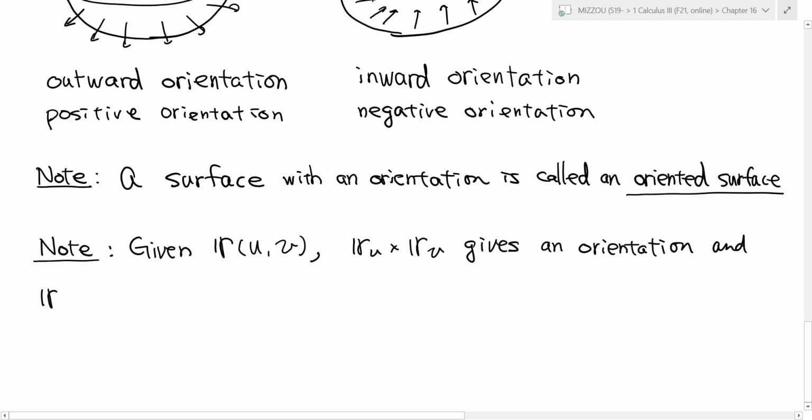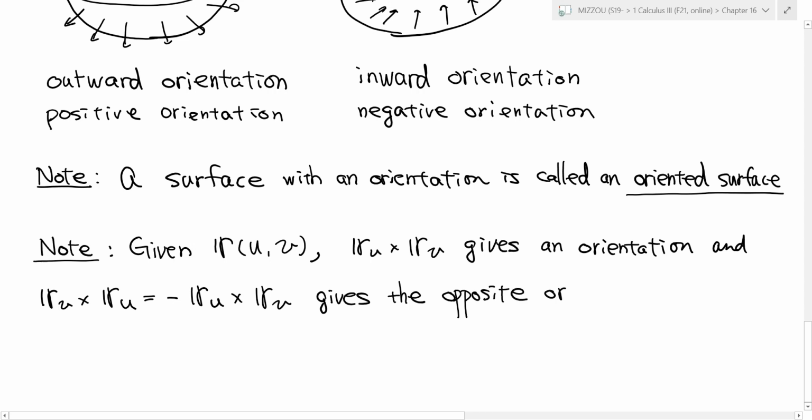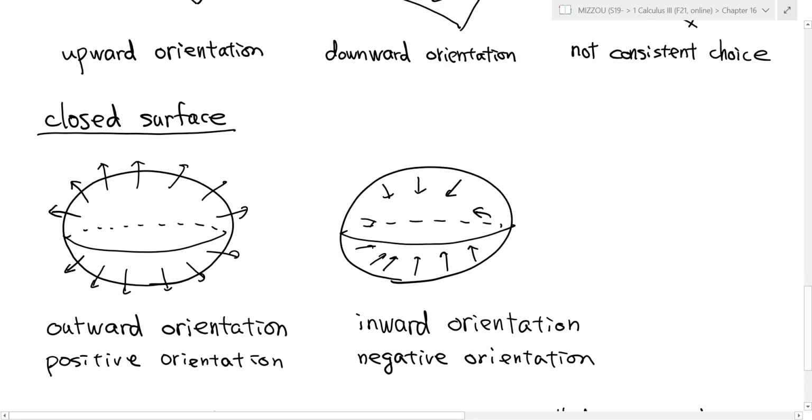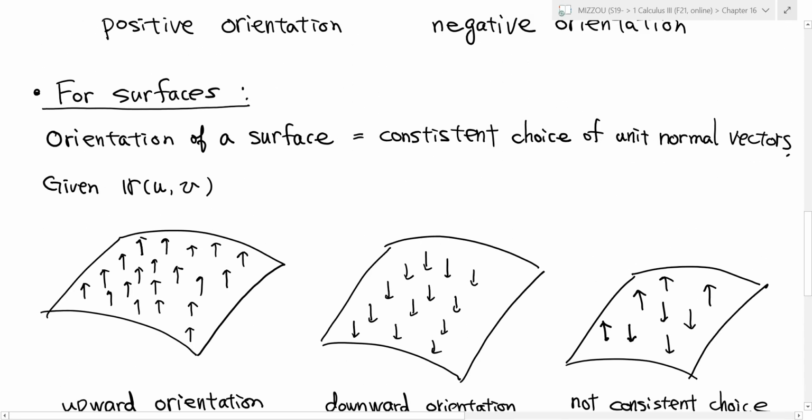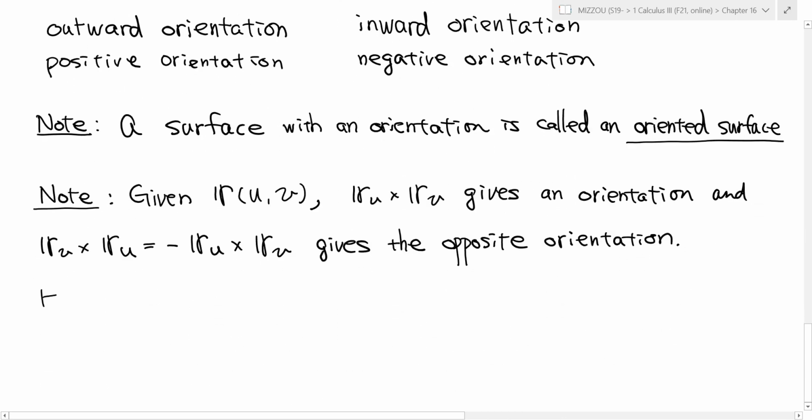And that means if you look at the other cross product, the opposite to it, that is r_v cross r_u, it gives the opposite orientation. Well, strictly speaking, in order for this to be an orientation, it has to be a consistent choice of unit normal vector. And indeed, here, this one is a normal vector to the surface.